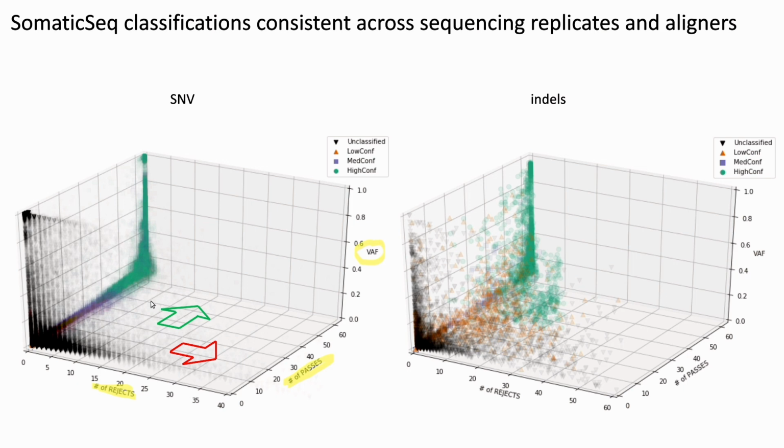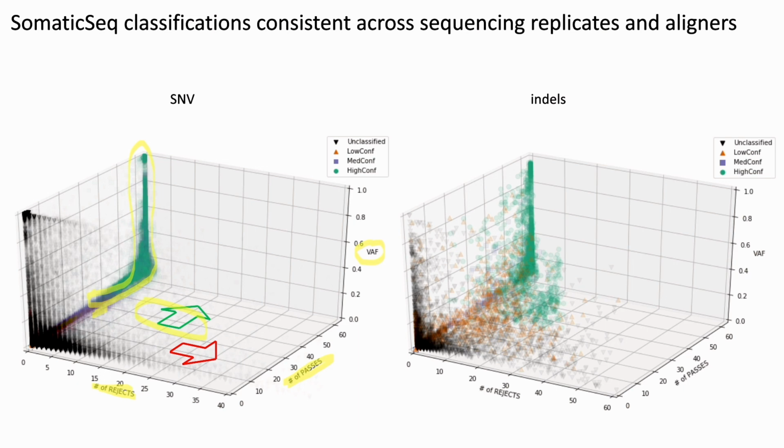In SNVs, however, you hardly see them. That means SomaticSeq is very consistent across different sequencing replicates. For HighConf and MedConf calls, you hardly see any reject classifications. Even though here in the shades of blue, blue is the color for MedConf calls, the number of passes are rather low. They are such because when SomaticSeq has a chance to make a decision on them, it's always a pass. But since they are low VAF, they do not always appear in each replicate.